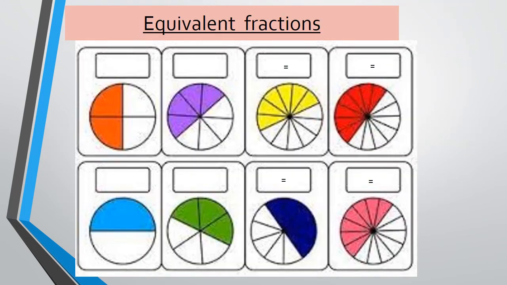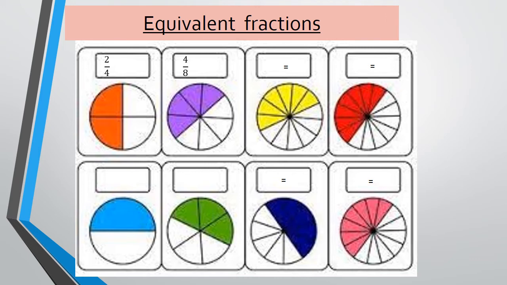Now let us see equivalent fractions. Here we have 4 examples. In the first example we have 2 circles, the first one divided into 4 parts and the other one divided into 8 parts, and the fractions are 2 over 4 and 4 over 8.